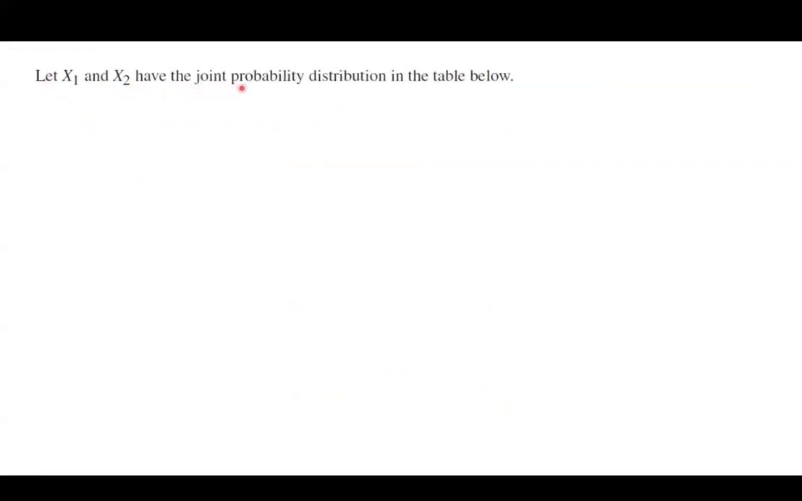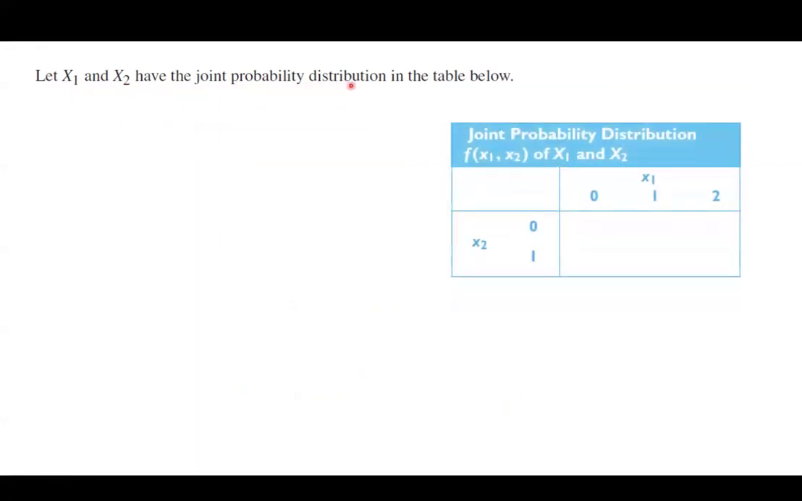Let X1 and X2 have the joint probability distribution in the table below. The joint probability distribution f of x1 and x2 of two random variables X1 and X2 is given below. Note that X1 and X2 both are discrete variables. X1 can take on 0, 1, and 2. X2, on the other hand, can take on 0 and 1.